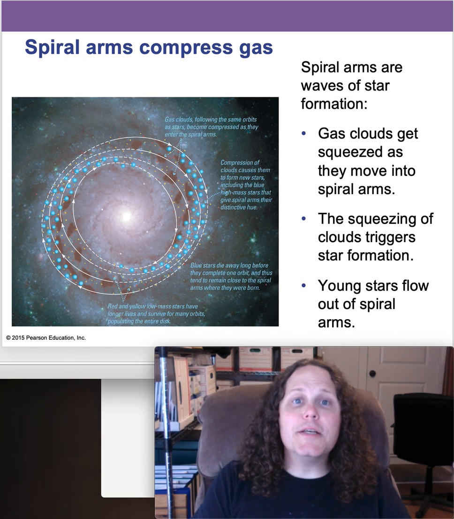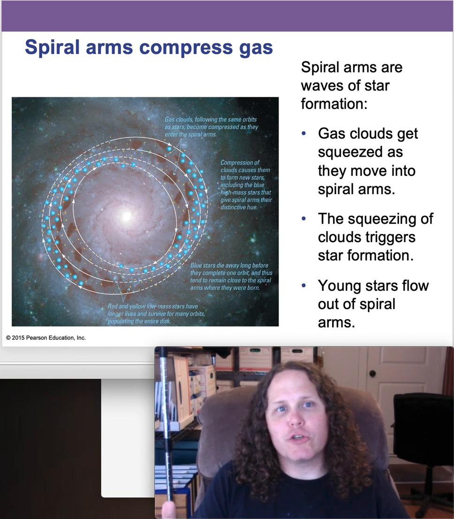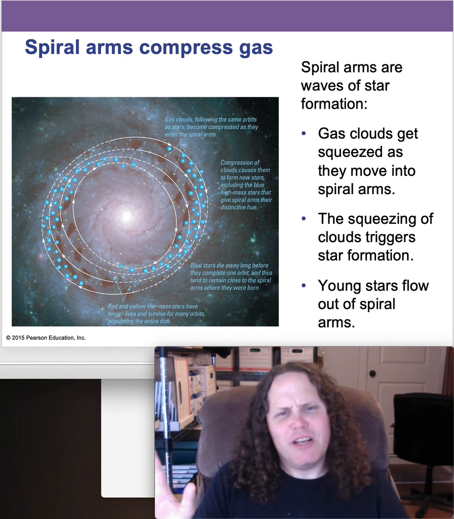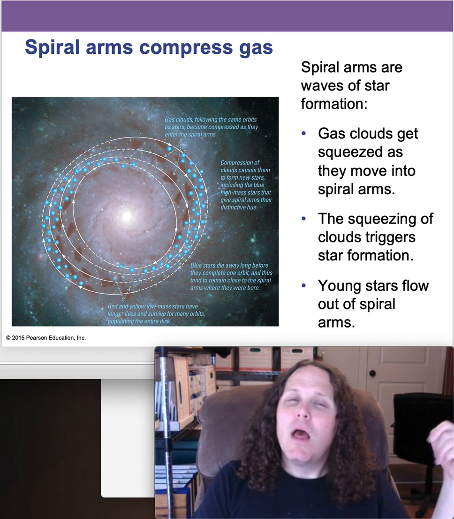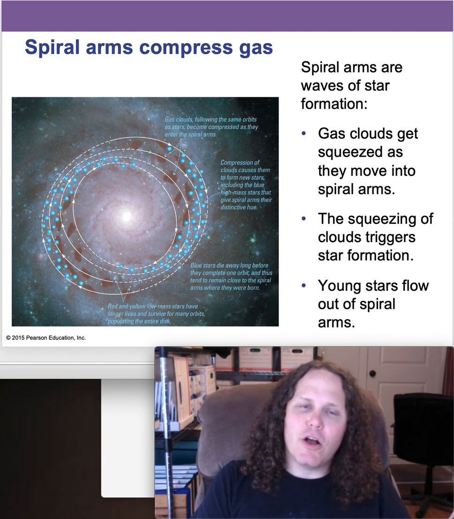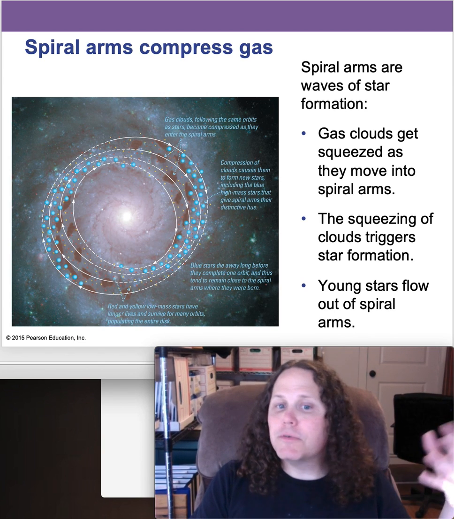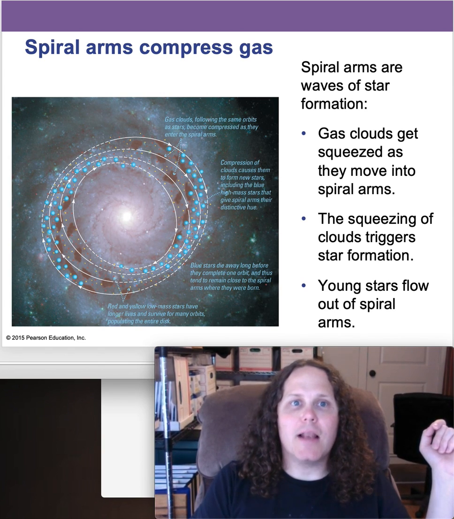Hot, luminous, massive blue stars are born in the spiral arms, and they usually die there because they die very quickly. Lower mass stars live long enough to flow out of the spiral arms and maintain an orbit around the galaxy.